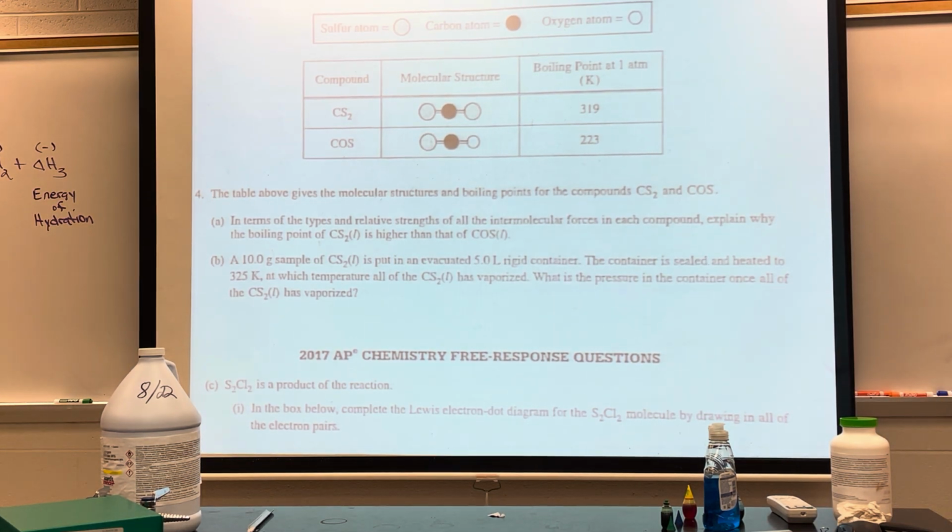Where'd you get lost at the beginning? So with LDFs, the bigger the electron cloud, the bigger the radius, that makes it a higher boiling point. Yes. But then if you have the lattice energy stuff... Well, lattice, yeah, it's opposite. It's the opposite, because it's a completely different force.